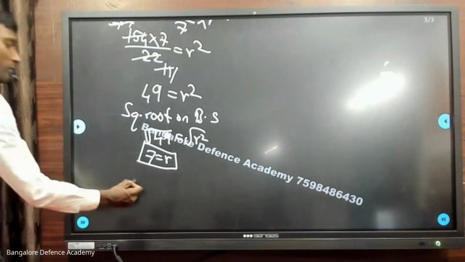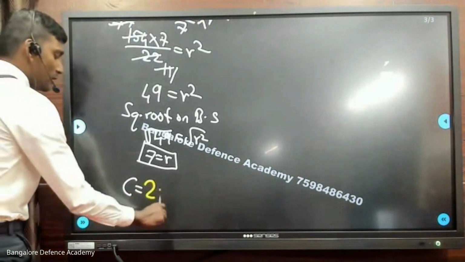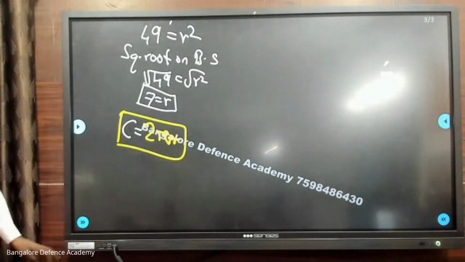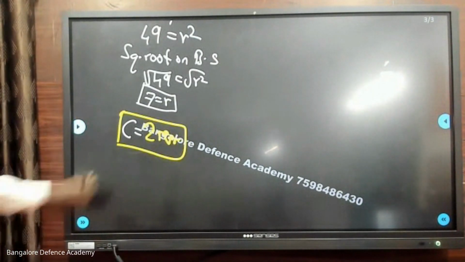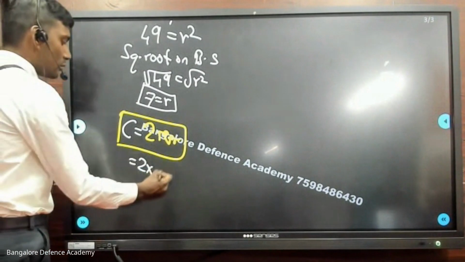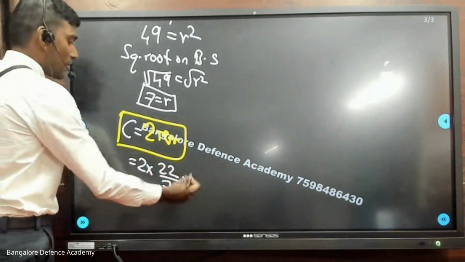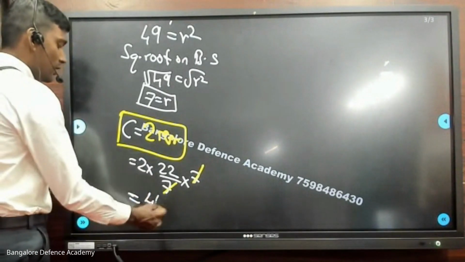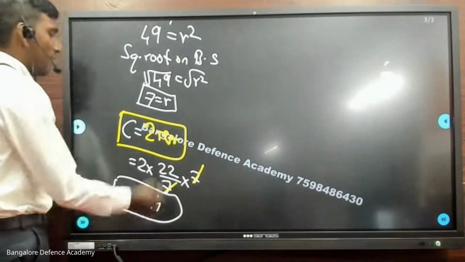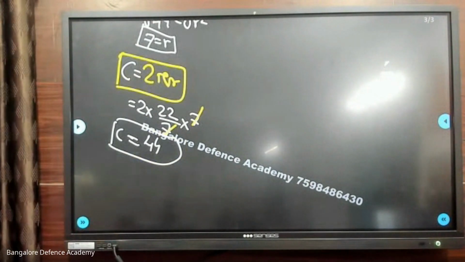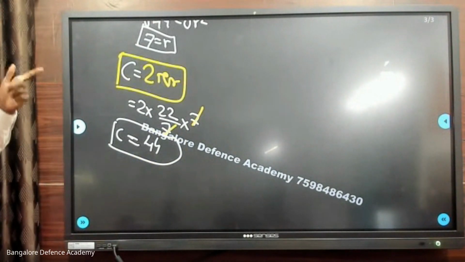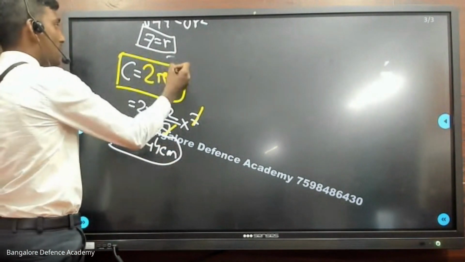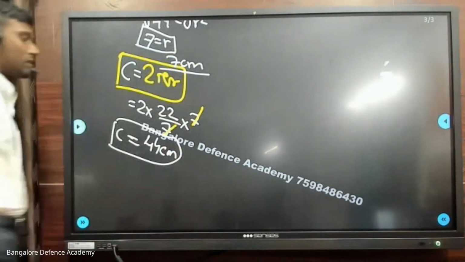Second part, they are asking you to find the circumference. What is the formula for circumference? 2 pi r. What is the answer? 2 pi r. So now this is 2 into 22 by 7 into 7. 7 and 7 get cancelled. 2 into 22 gives me 44. Now check the units. Have they given in centimeter or meter? Area they have given in centimeter square. Circumference will be in centimeter. Radius will be in centimeter. This is the answer for the first one.